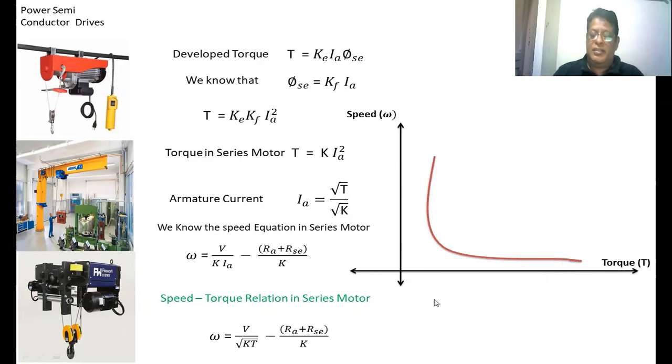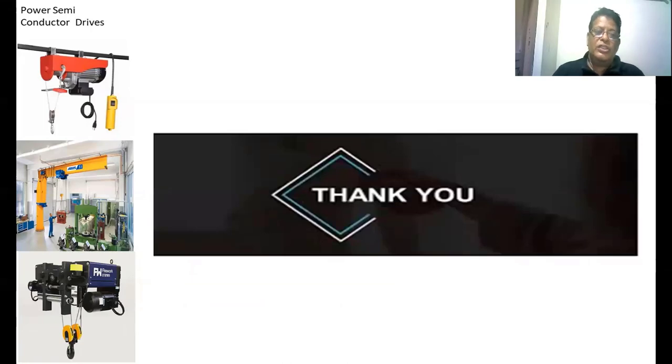Before closing this class, let us summarize very briefly. We have discussed the speed-torque characteristics of a shunt motor as well as a series motor. The speed-torque characteristic of a series motor is a rectangular hyperbola, whereas in the case of a shunt motor and a separately excited motor, as the torque on the motor increases, the speed of the motor slowly decreases.